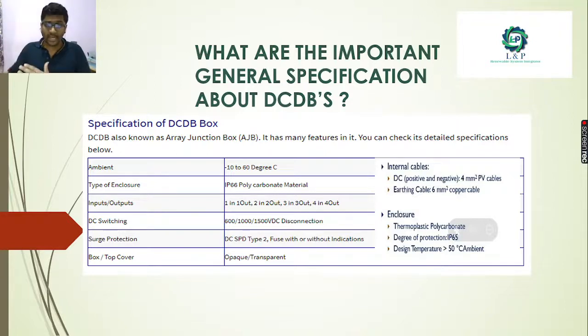If it is more than 1500 volt DC, then we can make the connection like this. And also for surge protection device, we can use SPD type 2. Okay, DC SPD type 2. And also we need to provide the fuses as well.